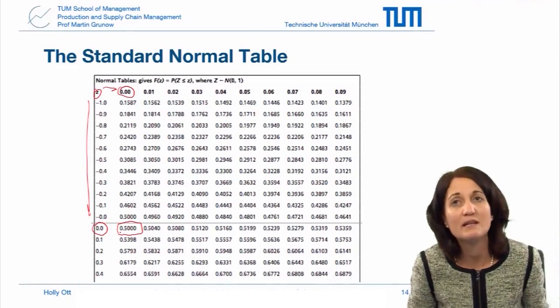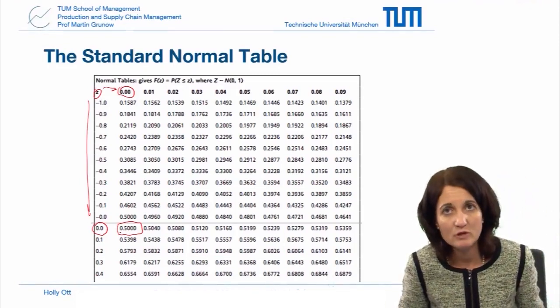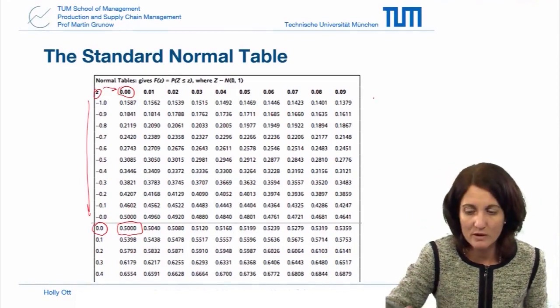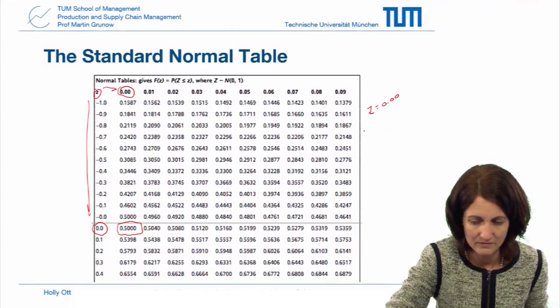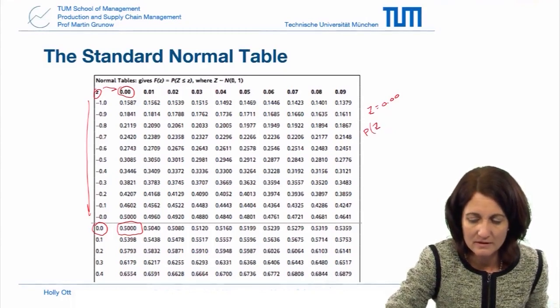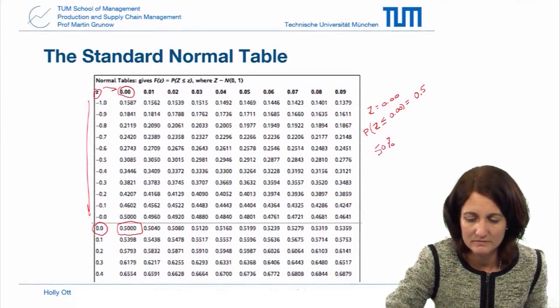Now that value, what did I say? In the center of the table, those are proportions. So that 0.5, when Z equals 0.00, the proportion, the probability that Z is less than or equal to 0.00 equals 0.5, or 50%.